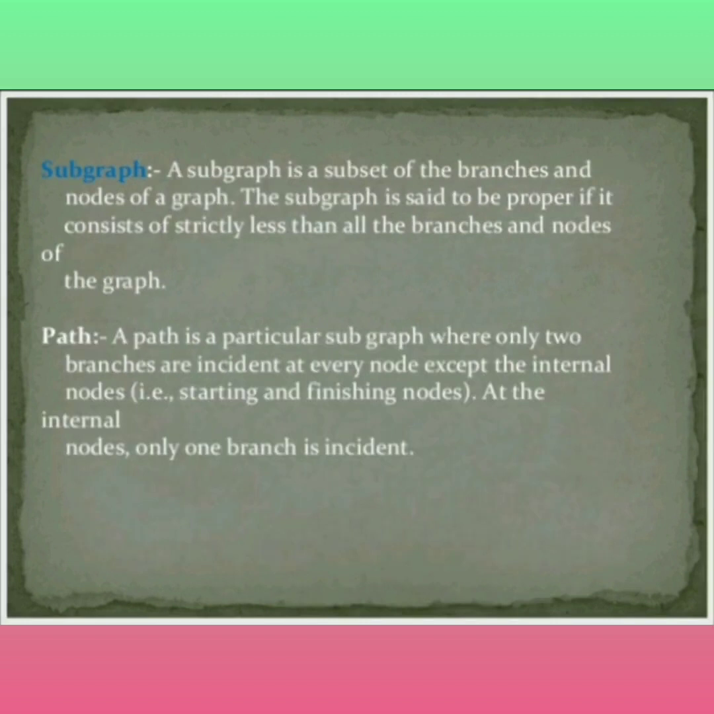Subgraph. A subgraph is a subset of the branches and nodes of a graph. The subgraph is said to be proper if it consists of strictly less than all the branches and nodes of the graph. Path. A path is a particular subgraph where only two branches are incident to every node except the initial node. At the internal nodes, only one branch is incident.